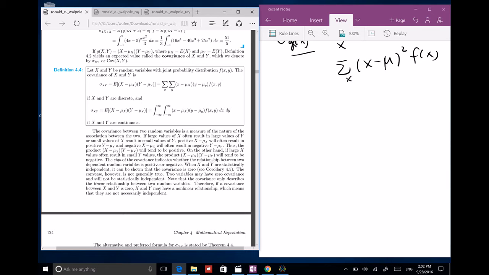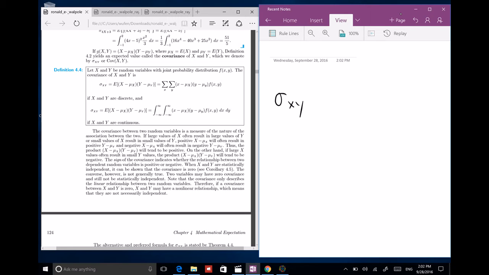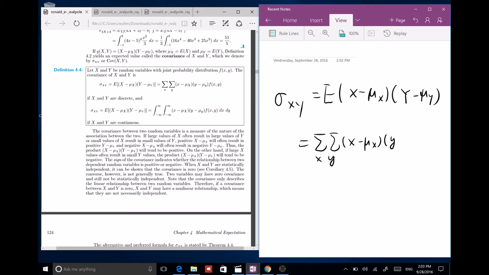Oh, this is not covariance. If X and Y are random variables with joint probability, like a two-dimensional function, joint probability distribution f(x,y), the covariance of X and Y, sigma_XY, equals E[(X minus mu_X)(Y minus mu_Y)]. Okay, and then it equals the sum over x and y of (x minus mu_X)(y minus mu_Y) times f(x,y).